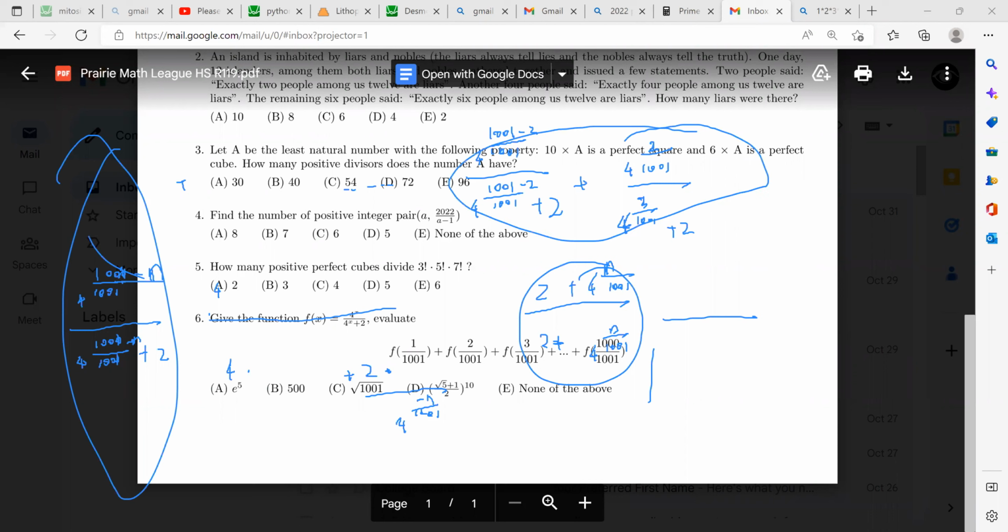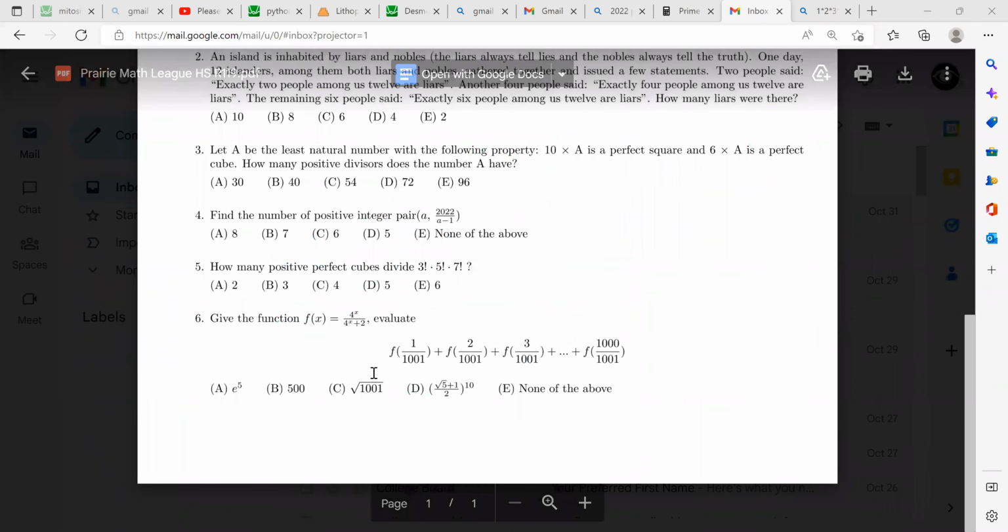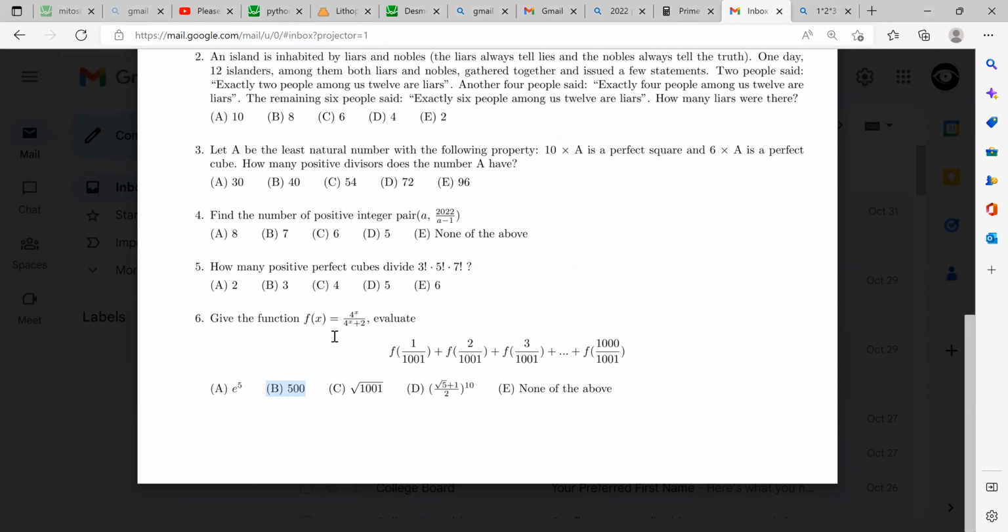This is also equal to 1. You know, the middle case where you have f of 500 over 1001 and 501 over 1001. If you add these two terms up, you'll also get 1. So yes, you're probably seeing a pattern here. The answer is 500, because there's 500 of them. The middle term is 500, so there would be 500 of them. So yeah, the answer is 500.